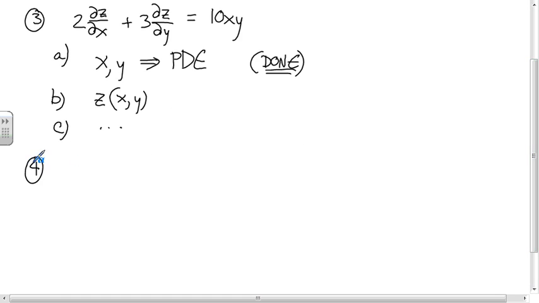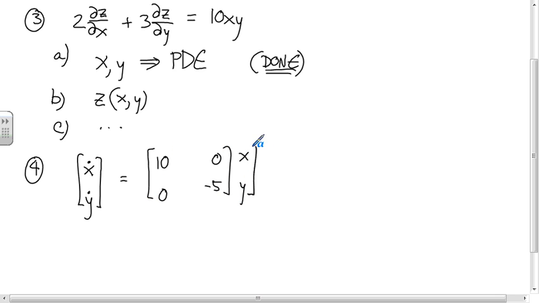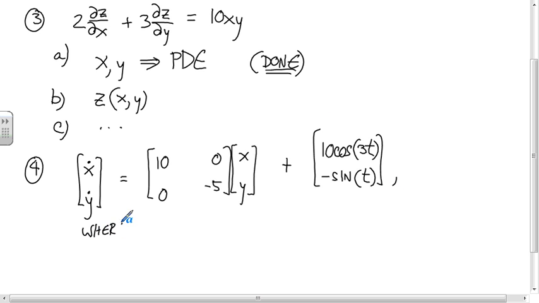Okay, here's a fourth example. And I'm going to give this one in the form of a vector equation. So say that you have x dot, y dot is equal to the matrix 10, 0, 0, negative 5 times xy, plus the vector 10 cosine of the quantity 3t, and then the y component negative sine t. And say that we're told x for time equals 0 is equal to 20, and y for time equals 0 is equal to 0. Okay, so let's identify these.